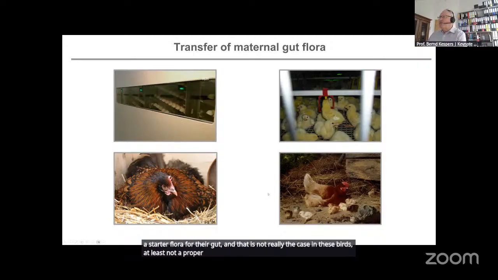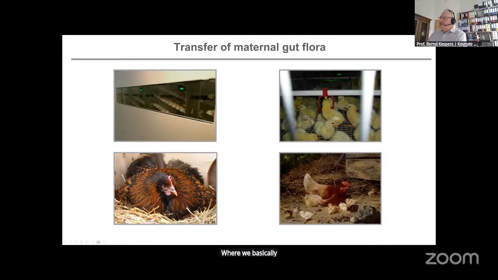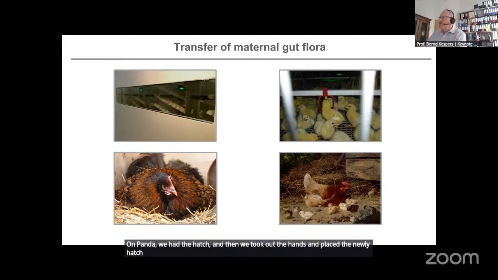So we added another group of birds where we basically gave little chickens at day of hatch some maternal feces from our hens. We put the hens on the bedding over the weekend. On Monday we had the hatch, and then we took out the hens and placed the newly hatched birds on this bedding containing maternal microbiome.